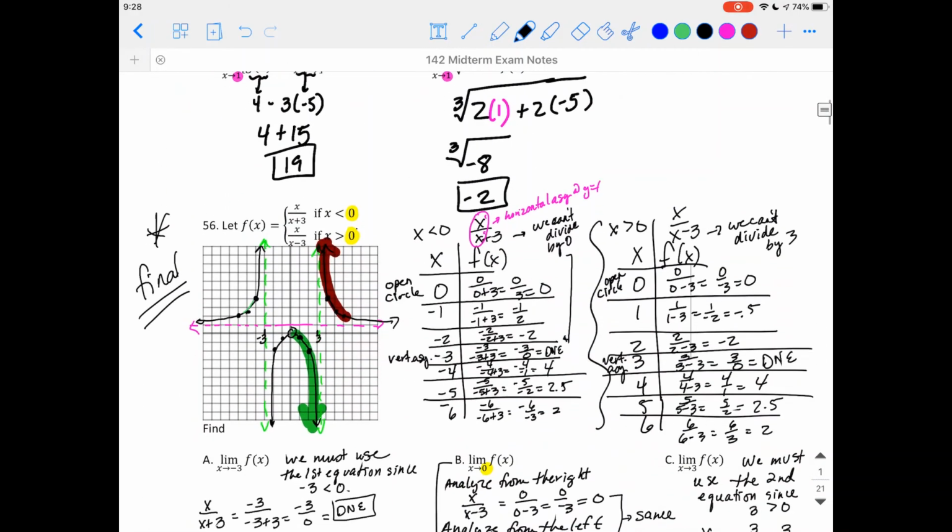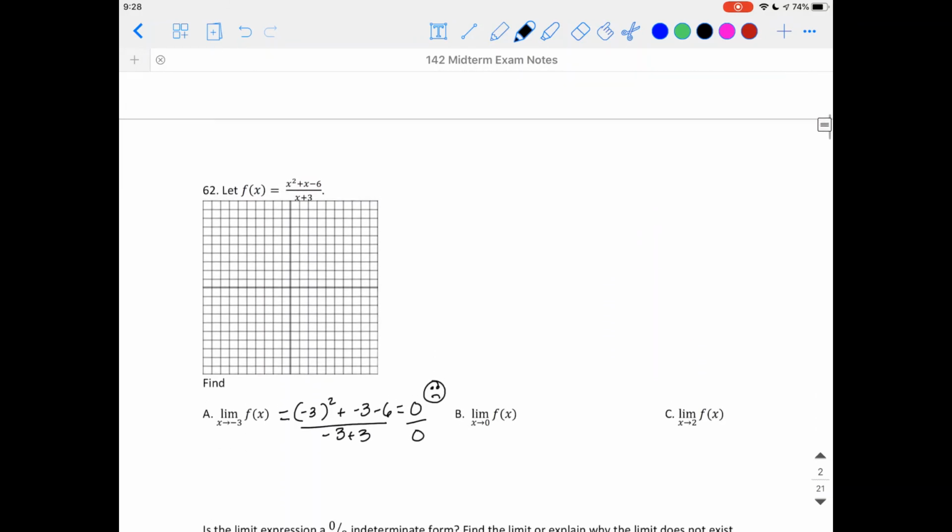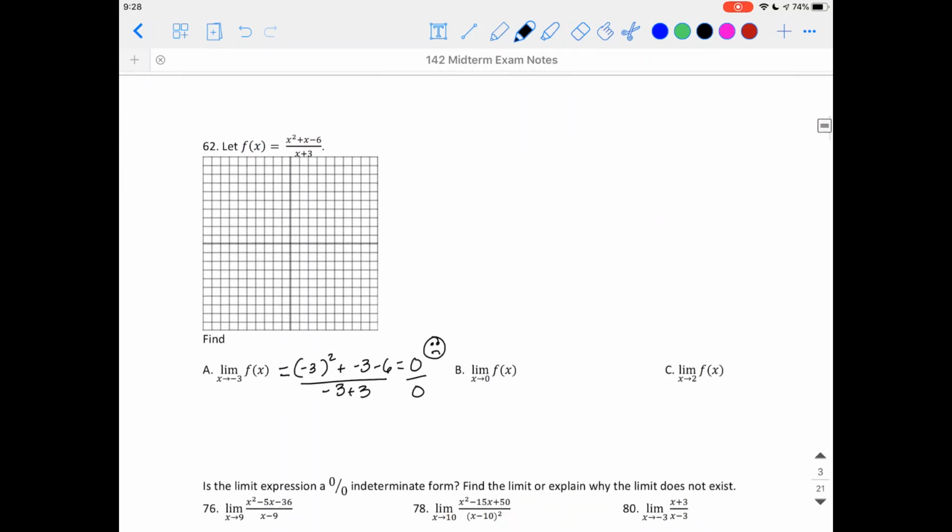Okay, so let's go with this problem right here. All right, so we need to factor. So I'm going to put it here. I have x squared plus x minus 6 all over x plus 3. So the top part is factorable into x times x gives me x squared. To get a minus 6 and to add up to an understood 1 in the middle, it's going to be a plus 3 and a minus 2. And I'll leave it up to you to factor.